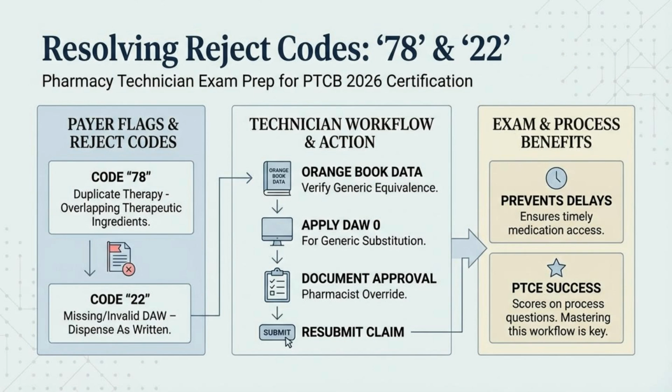To resolve reject codes 78, duplicate therapy, and 22, missing W, follow a specific workflow. Use Orange Book data for generic equivalence. Apply DAW0, document pharmacist approval, and resubmit the claim. Mastering this workflow prevents delays and helps secure points on process questions.